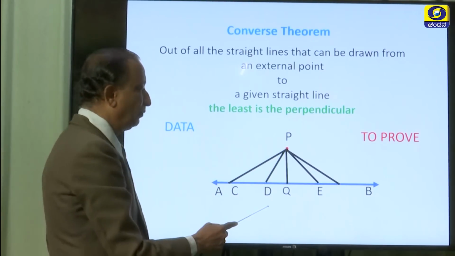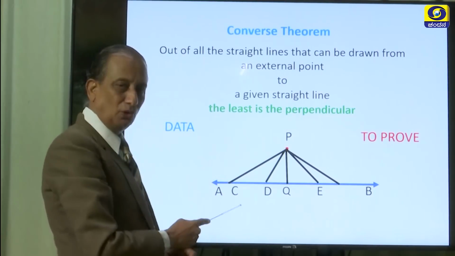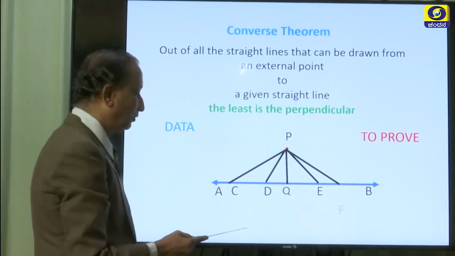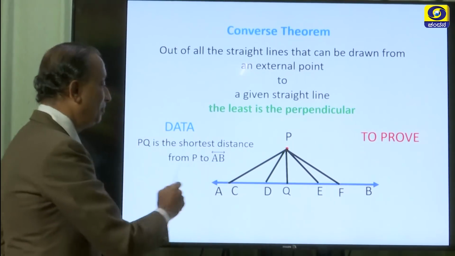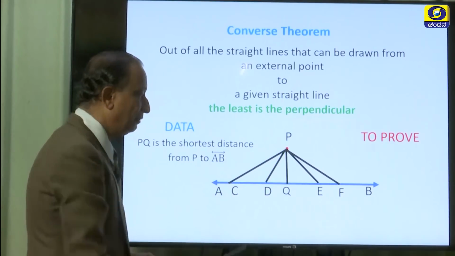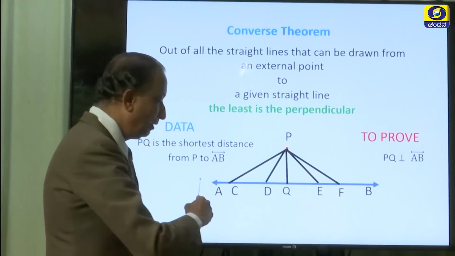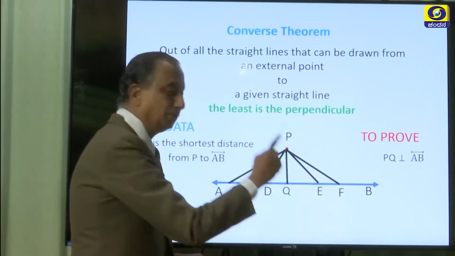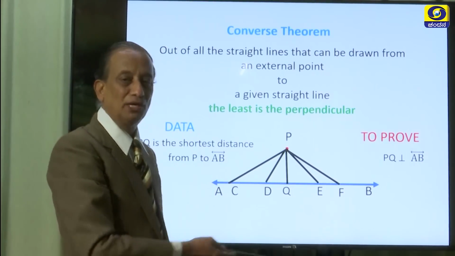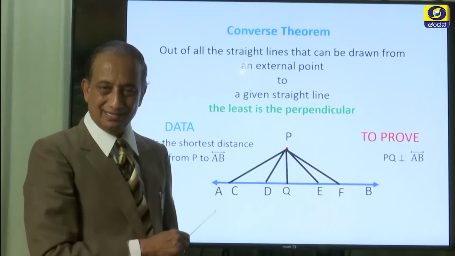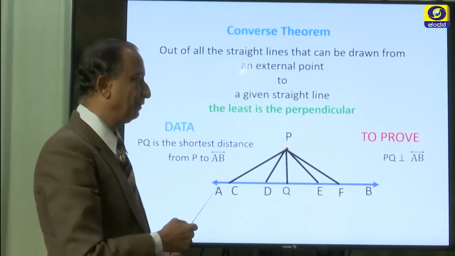We want to know that this shortest distance PQ, let us suppose that PQ is the shortest distance from P to AB. If PQ is the shortest distance from P to AB, then definitely that shortest distance will be at right angles to the straight line AB. And we are going to make use of this in order to prove that the radius and the tangent at the point of contact are perpendicular to each other.